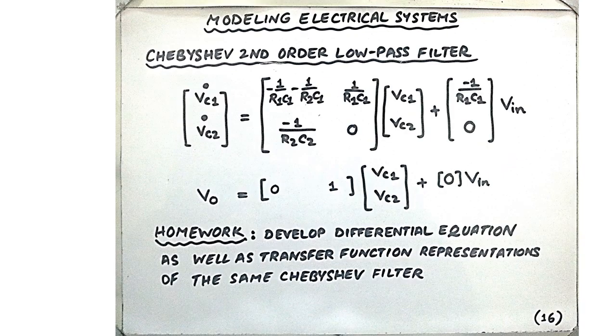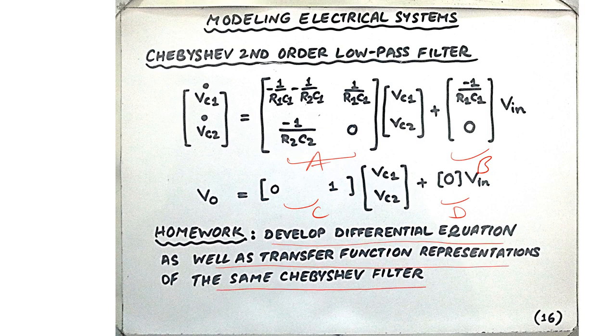So we can summarize the state space representation in the form of matrices A, B, C, and D. As a homework exercise, you are required to develop the differential equation as well as the transfer function representation of the same circuit implementing the Chebyshev filter.